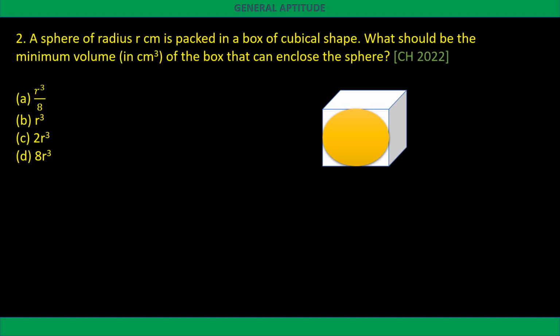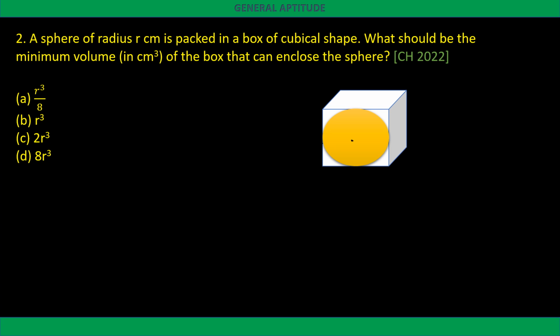Next question. A sphere of radius r centimeter is packed in a box of cubical shape. What should be the minimum volume of the box that can enclose the sphere? Here I have shown a rough figure. This is a cubical box and there is a sphere. Now, given that the sphere has a radius r centimeter.